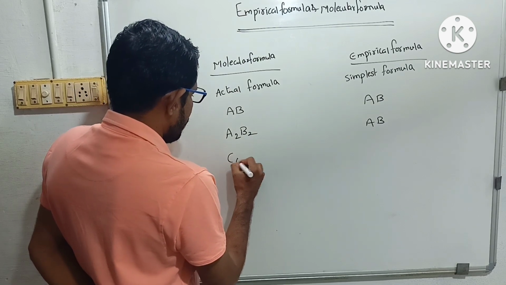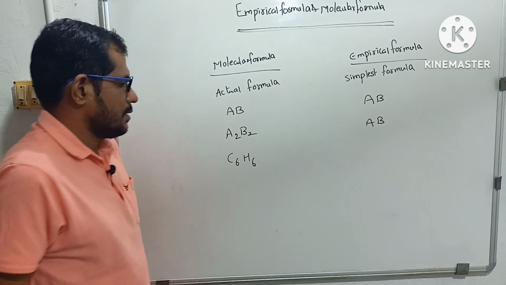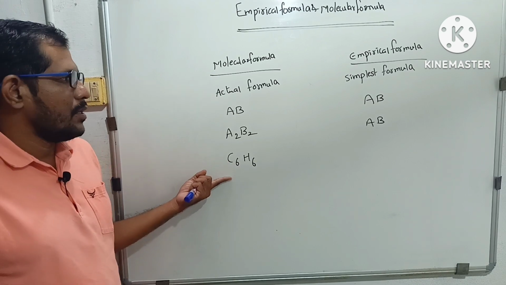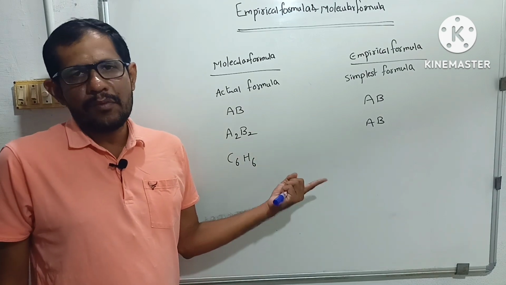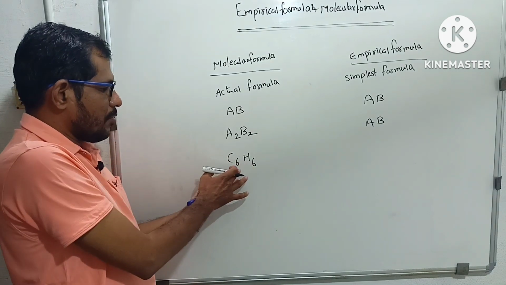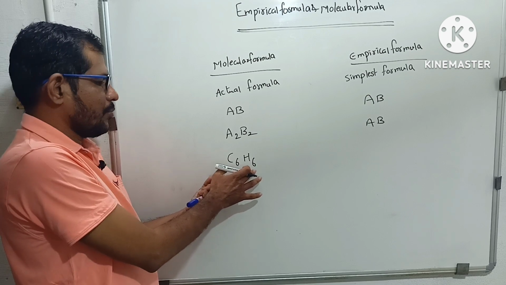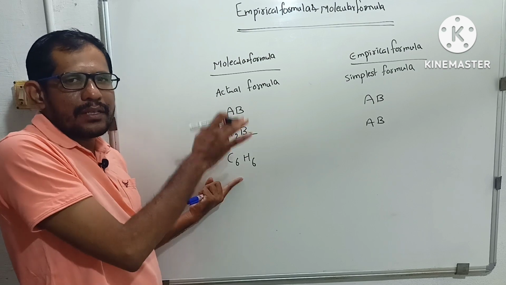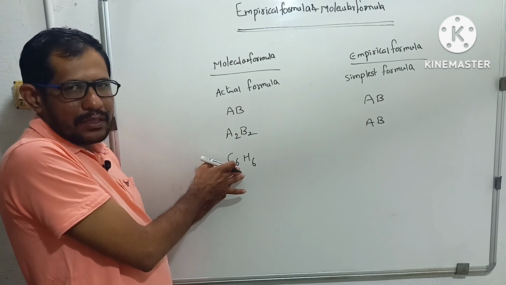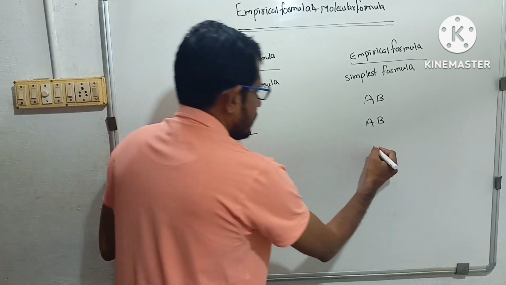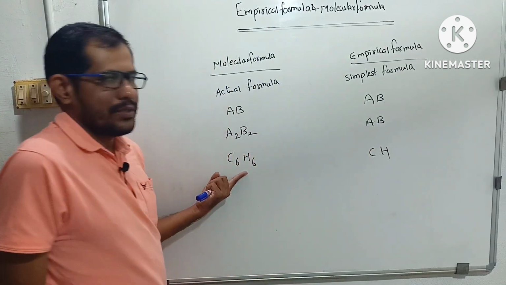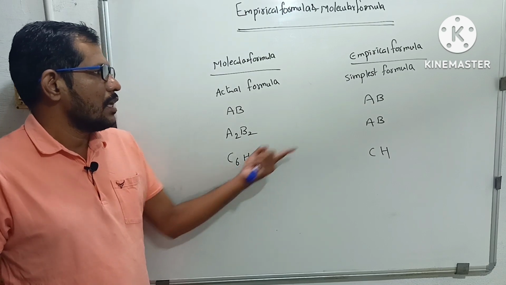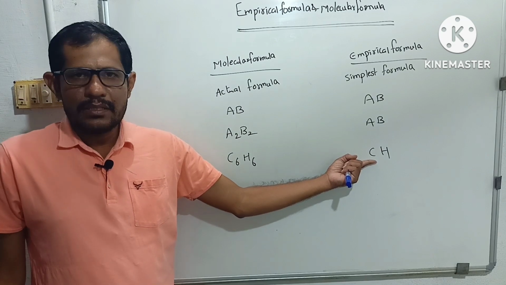If you take the benzene molecule, C6H6 is the molecular formula for benzene. You need to get the empirical formula for this. What is the common factor here? 6 is common, so we need to divide with 6. If you divide with 6, CH will come. So the molecular formula of benzene is C6H6, and the empirical formula for benzene is CH.